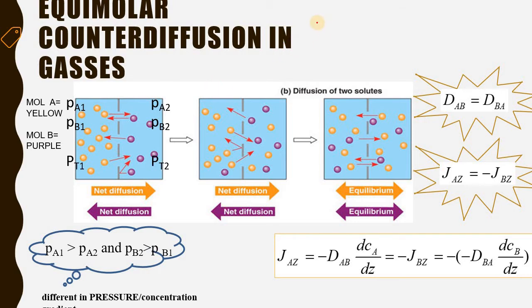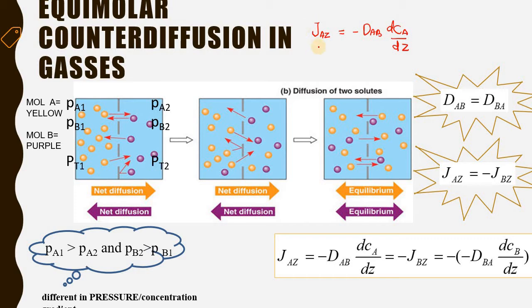Previously we already learned about the molar flux. The molar flux of component A in Z, JAZ, is equal to negative DAB dCA over dZ. Flux is something that flows. So JAZ is the molar flux of A in the Z direction, where Z is the distance or the direction.